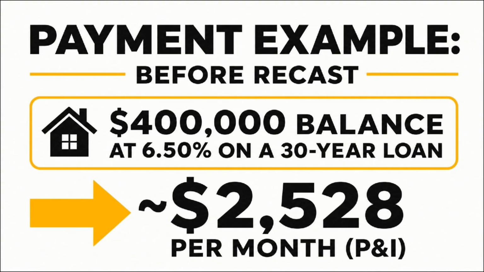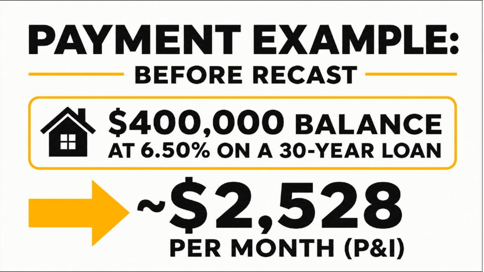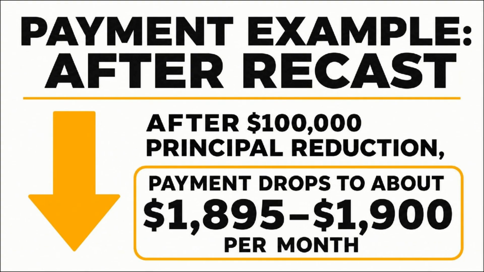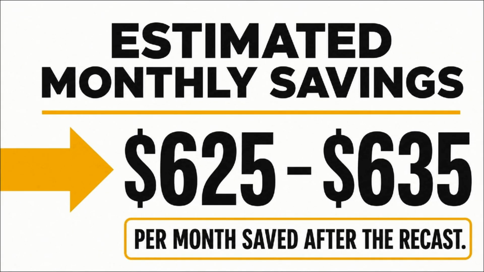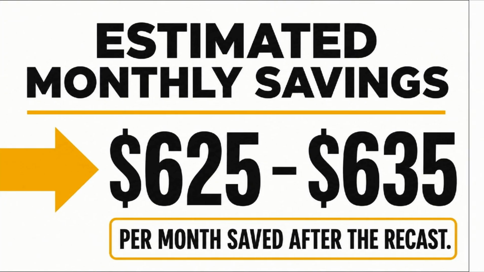Let's look at an example. Before the recast, you might have a $400,000 balance on a 30-year loan at a 6.50% interest rate, resulting in a monthly principal and interest payment of approximately $2,528. After you perform a $100,000 principal reduction, your new monthly payment would drop significantly, landing somewhere between $1,895 and $1,900 per month. This results in estimated monthly savings of between $625 to $635 every single month following the recast.